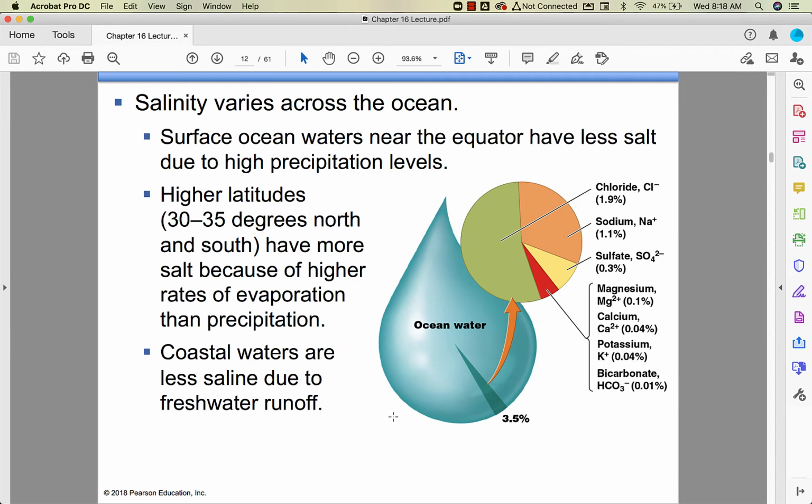And it varies. Typically, when you have warm surface water, it's going to be less salty. It's going to have a lower salinity. As you get further away from the equator, temperatures are going to drop, and you're going to have less precipitation, so more evaporation, and you're going to wind up with a higher salinity. Coastal areas are less saline because of the influence of fresh water running off.